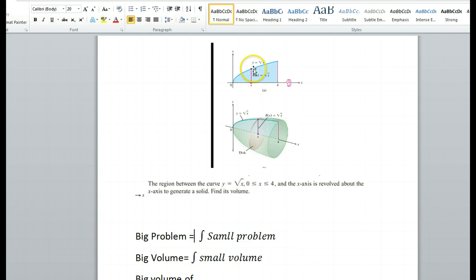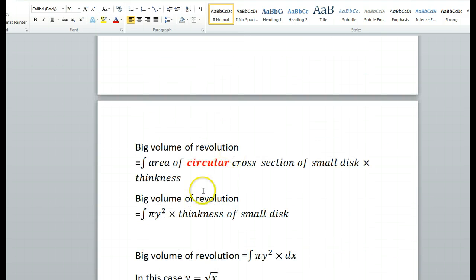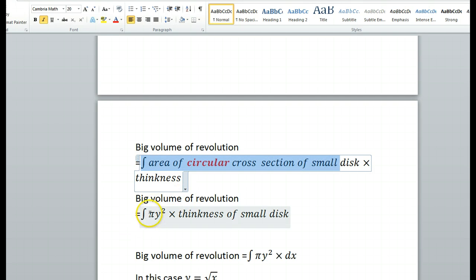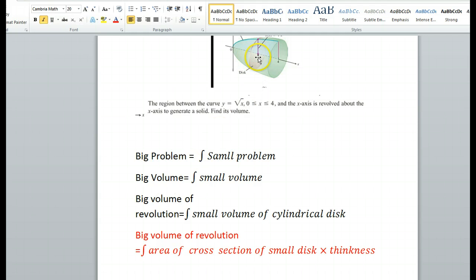And what is the height of the curve? That is just y. So can everybody see that the radius here is actually y of the original curve? So pi r squared will be pi y squared. Okay. That will be the area of the cross-section of a small disk. That will be pi y squared times the thickness of the small disk. So the thickness of the disk is what? dx, right? Because it's along the x-axis, a little piece. So the thickness would always be the delta x or dx that we measure.